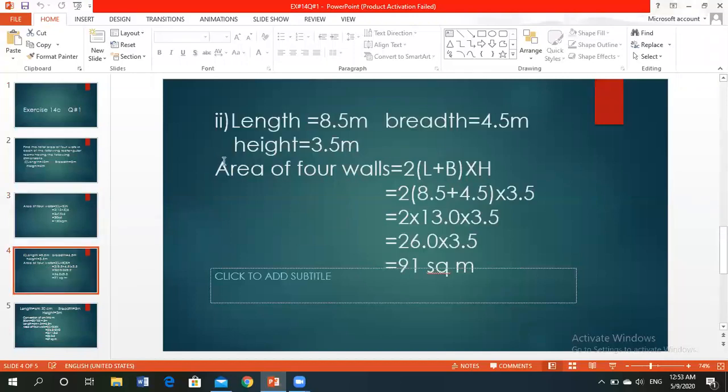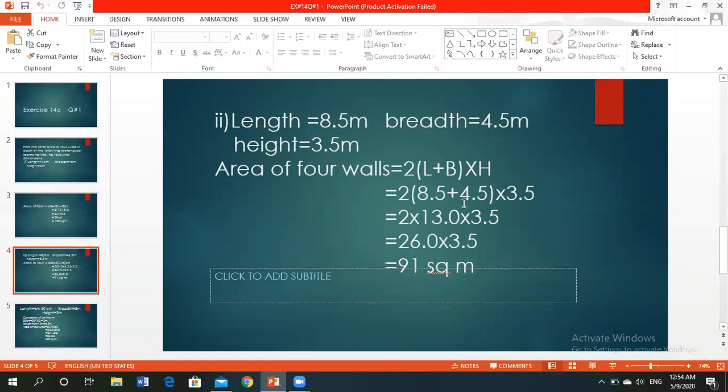Now the next part of this question is length equals 8.5 meters, breadth 4.5 meters, and height is 3.5 meters. Apply the formula: 2 times (length plus breadth) times height. Put the values. 8.5 plus 4.5 is the length and breadth, which is in the parentheses in the formula. We will add these two values and multiply by 3.5. 3.5 is the height which is given in the question.